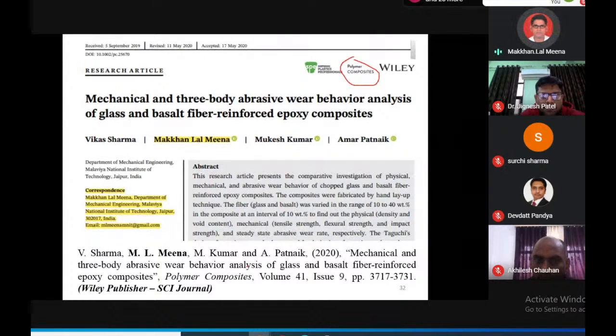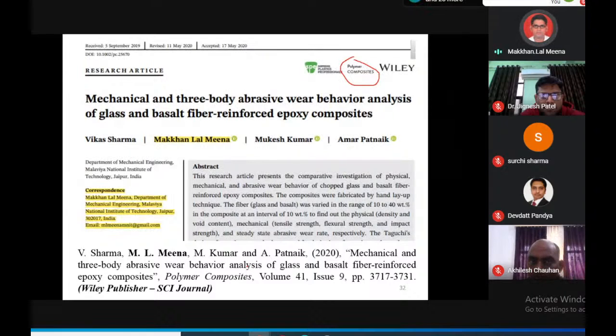So we choose two fibers and study, and in further slides compare both. The fiber content was varied in the range of 10 to 40 weight percentage in the composite at intervals of 10%, to find out the physical properties, that is the density and void content, and the mechanical properties, tensile strength, flexural strength, and impact.